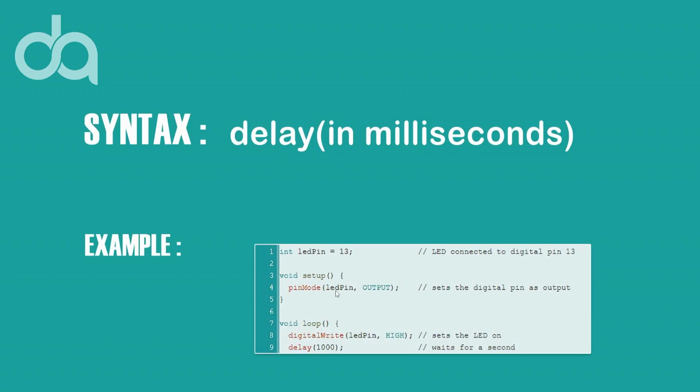pinMode LED pin. LED pin points to pin 13, digital pin 13. Okay, and we set output here, and in void loop, digitalWrite LED pin, digital 13, and set to on, high. On and high means 5 volts, and delay. Here, delay is 1000 milliseconds. 1000 milliseconds is equal to 1 second. Wait for a second. And that's it.